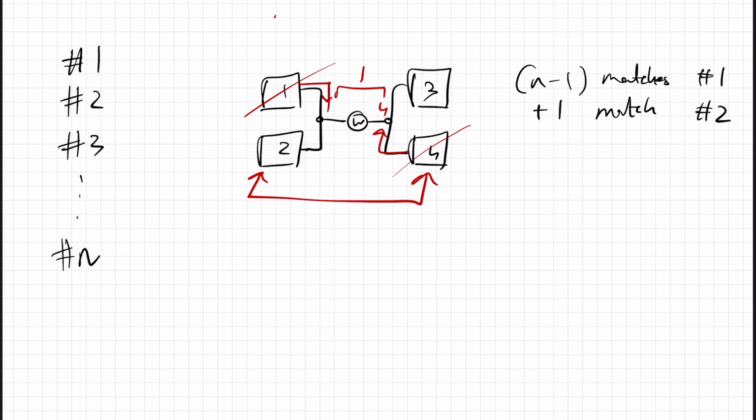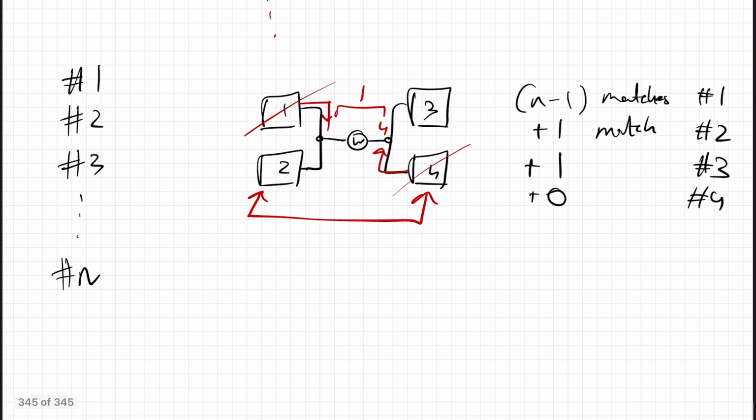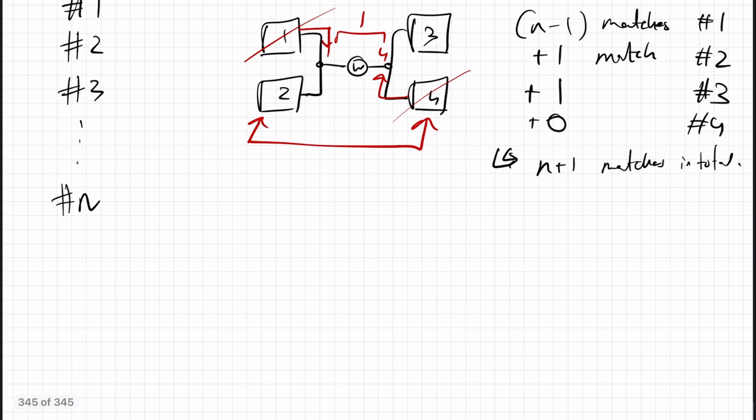So, assuming in the worst case, we then have to play another match to determine number 3, and then number 4 would just fall out. So we don't actually have to play an extra match because by process of elimination. Okay, so what does this ultimately tell us? Well, in this case, we had to play n+1 matches in total. And let's look at a slightly bigger example.